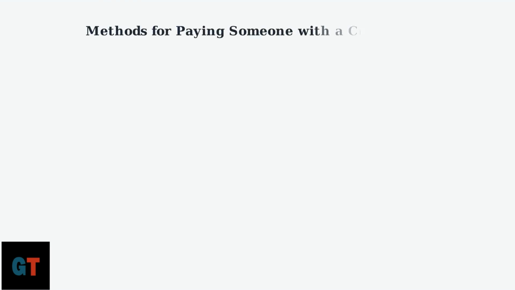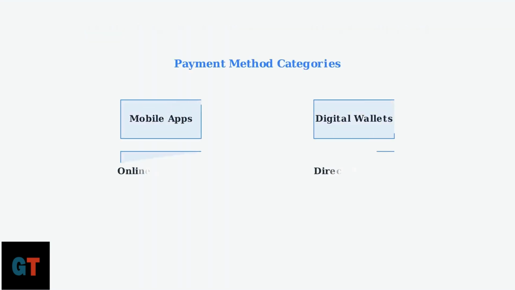There are several methods available for paying someone with a credit card, each offering different levels of convenience, security, and cost. Let's explore the main categories of payment methods available today. Credit card payments can be organized into four main categories. Mobile payment apps are the most popular, followed by digital wallets, online platforms, and direct payment methods.